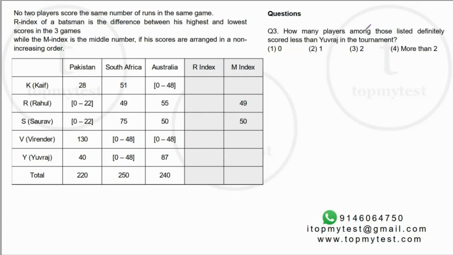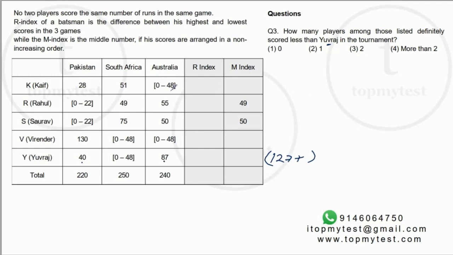Question number 3. How many players among those listed definitely scored less than Yuvraj? You want to be 100% sure that their score is less than Yuvraj. Now, what is Yuvraj's range? Yuvraj's minimum possible score is 87 plus 40, 127. Yuvraj will score 127 plus. So even if Yuvraj scores 127, if people are still scoring lesser than him, then you are 100% sure that their total will be lesser than Yuvraj.